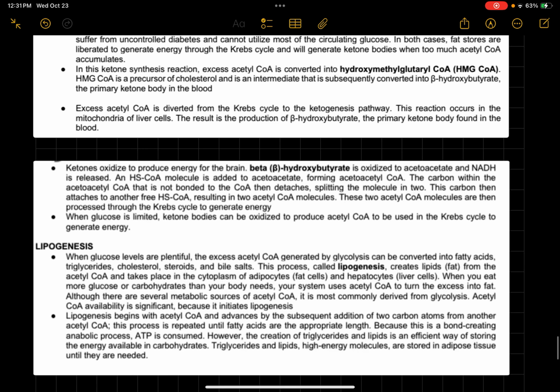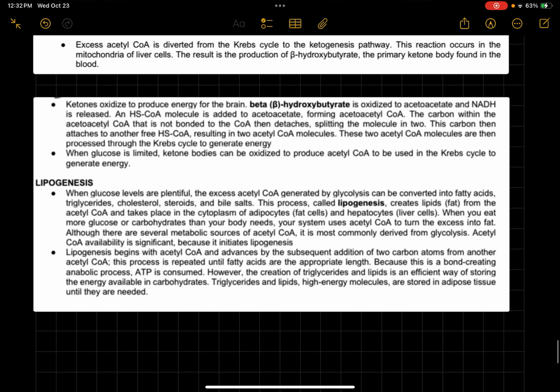No? Lipogenesis is when the glucose level are plentiful, meaning to the roof, ang glucose nyo. And the excess acetyl-CoA generated by the glycolysis can be converted into fatty acids, triglyceride, cholesterol, steroids, and bile salts. This process is called lipogenesis. When you say genesis, ano galing sa Bible? Diba? New, no? And the lipo is lipids natin, created lipids, fat from the acetyl-CoA and takes place in the cytoplasm of adipose and hepatocytes. When you eat more glucose and carbohydrates than your body needs, your system uses acetyl-CoA to turn the excess into fat. Although there are several metabolic sources of acetyl-CoA, it is most commonly derived from glycolysis.